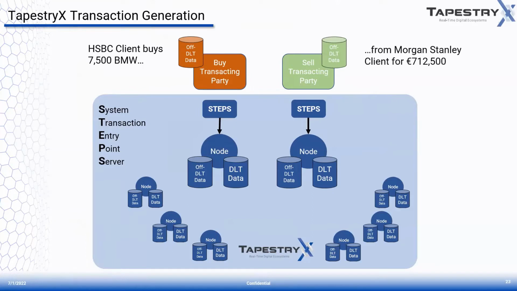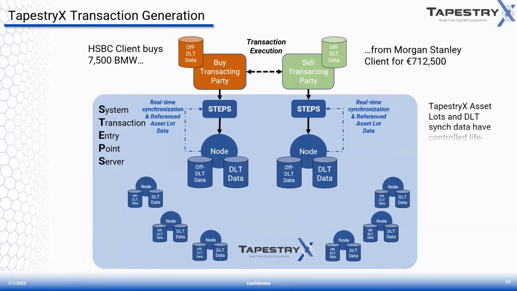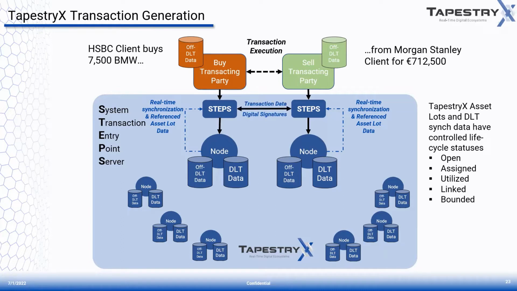We join the transaction after execution. TapestryX is a post-execution recording system. So with both parties, they'll engage through the system transaction entry point server, or steps. So from there, they will get the real-time synchronization process and the reference asset lot data. At that point, they can swap data in the steps process with their counterparty and create the Contra Transactions and have the nodes digitally sign each of the transactions. So from this, on one side, we have a buy and a sell, and on the other side, we have a sell and a buy.